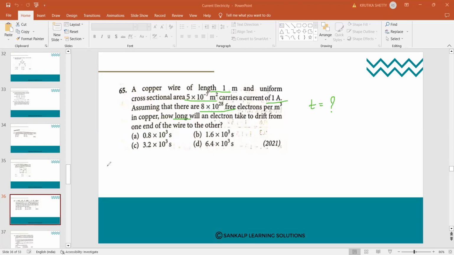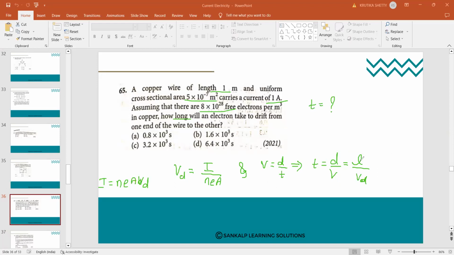Now we know that we have a formula, I is equal to NeA Vd. What we require is time. Before going to the calculation of time, drift velocity is equal to I divided by NeA. Next, we also know that velocity is equal to distance upon time, which implies time is equal to distance divided by velocity. Distance is the length of the copper wire, and the velocity here is the drift velocity, which we consider as velocity.